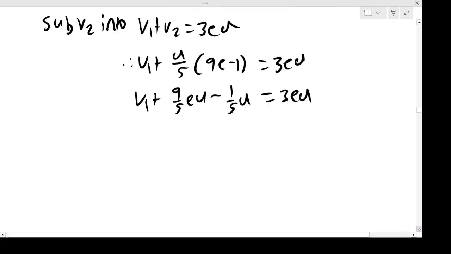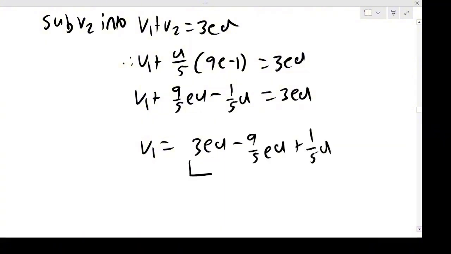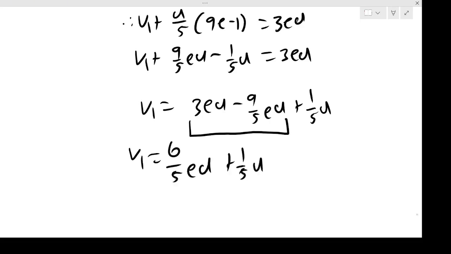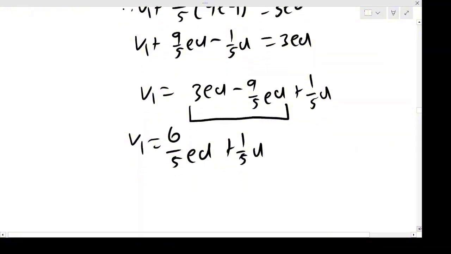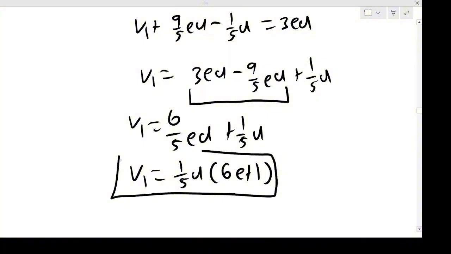Then I can move everything to one side. So V1 on its own is going to be 3EU minus 9 over 5EU plus a 5th U. And so again, I've got common terms EU, so I can collect like terms. So 3 lots of EU minus 9/5 lots of EU is going to be 6/5 EU, plus a 5th U. Then I can just make this look nicer. I can factor a 5th U out, and then that will be 6E plus 1. Okay, and there we are.